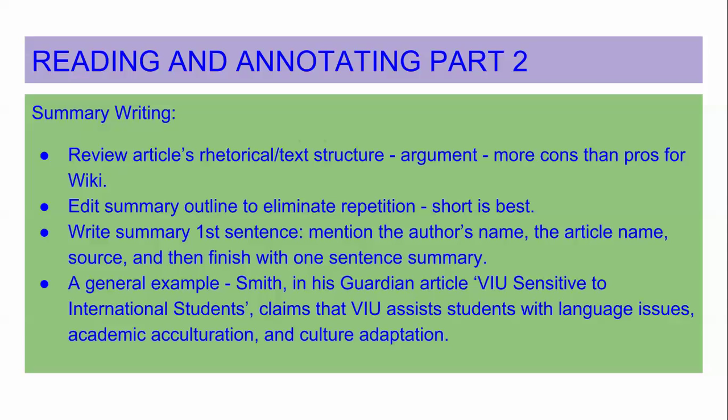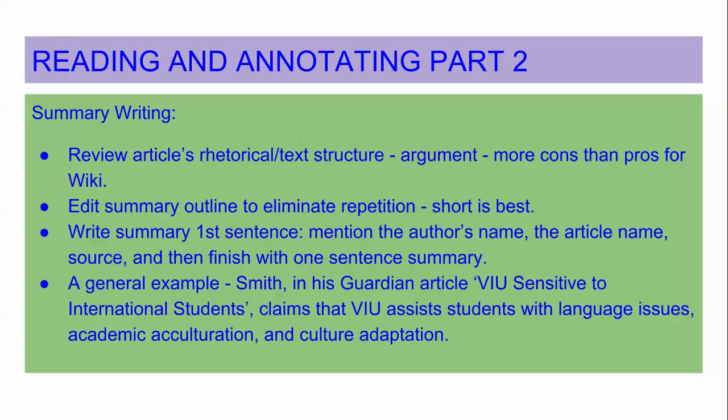So now we begin the summary writing. We've established that definitely the text structure was an argument, and there are more cons than pros for Wiki. So we have to keep this in mind. We've prioritized that we needed to get pros and cons and establish that maybe Wiki is a kind of dangerous resource to use. And we're going to go through our summary outline to eliminate any repetition. Short is best, and we don't need details, like I said.